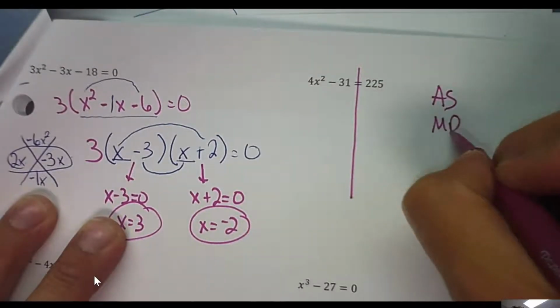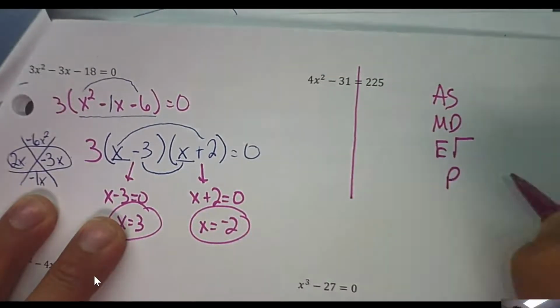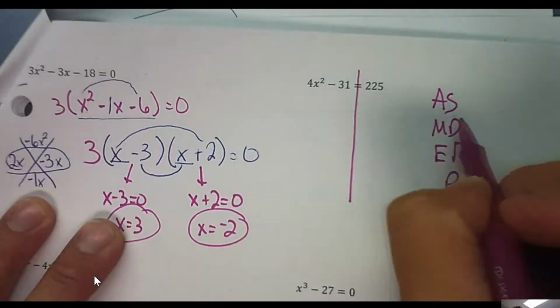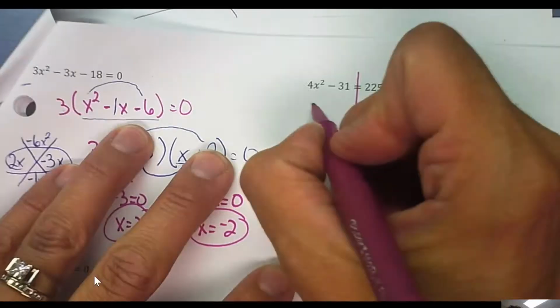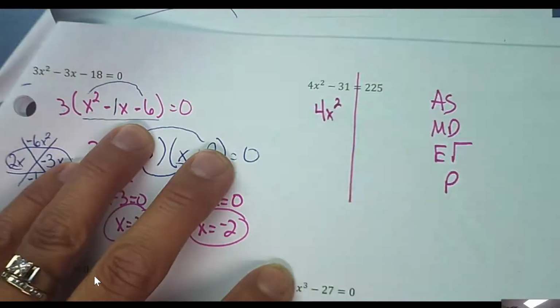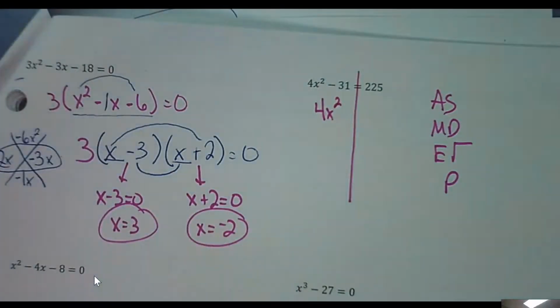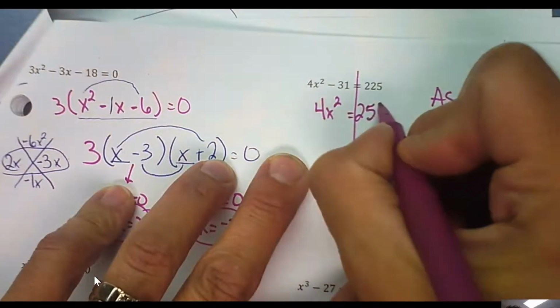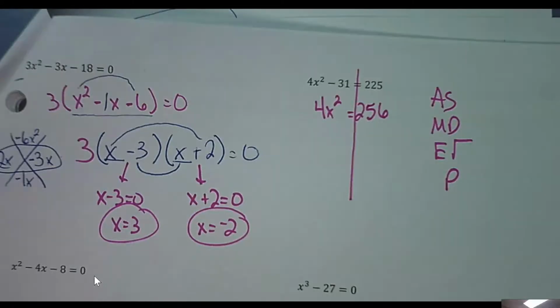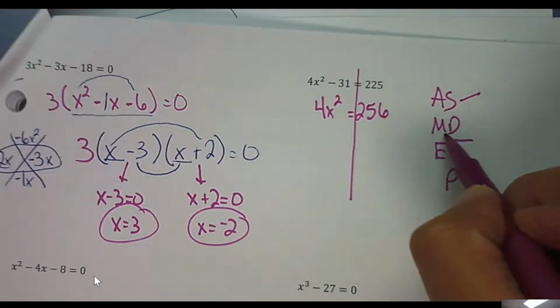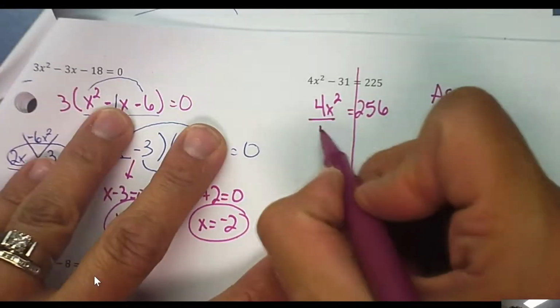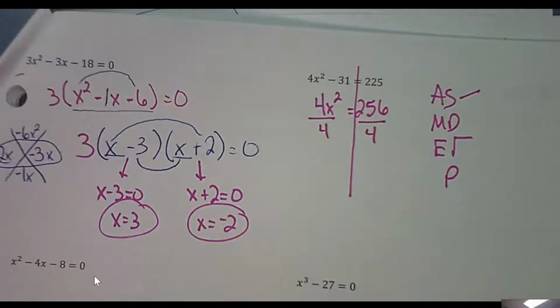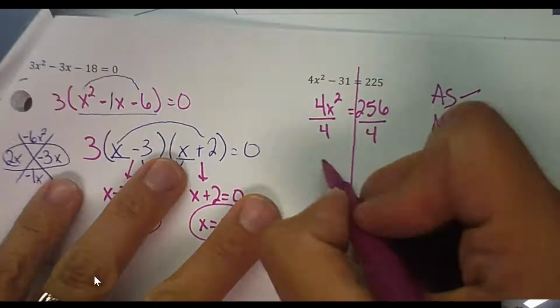I'll remind you of your PEMDAS backwards. And the first thing I'm going to move is the addition subtraction. That's the 31. So I'm going to add 31. And again, I got my calculator because it's 4th period on Friday and I'm a little tired. So if I take 225 and add 31, I get 256. And now I'll move any multiplication division, so that's 4 is being multiplied, so I'm going to divide. And 256 divided by 4 gives me 64.